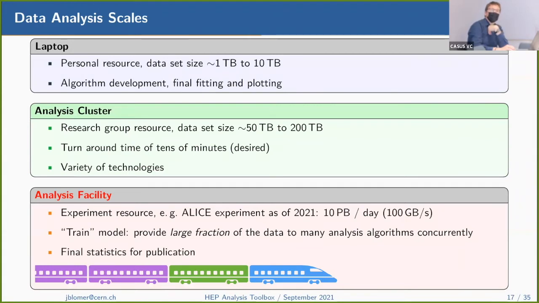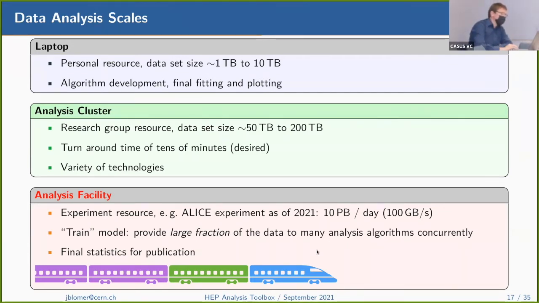Just a little bit about scale, how this typically works. Researchers typically start working on an analysis on their personal resources, on laptops, with a small sample data set, 1 terabyte to 10 terabytes. Then you develop first ideas. Then you need to test this on a larger data set with more statistics. So typically you have a step like an analysis cluster for a research group. That might be something like 50 to 200 terabytes. What you want to have is a turnaround time of half an hour, something like this.